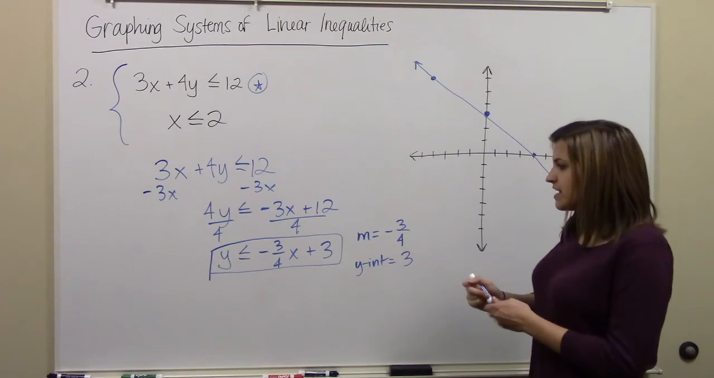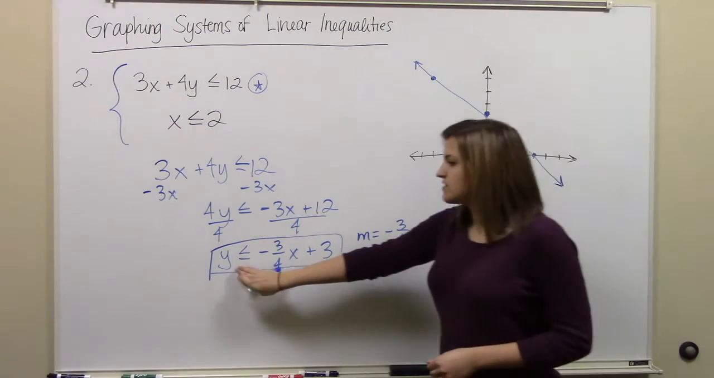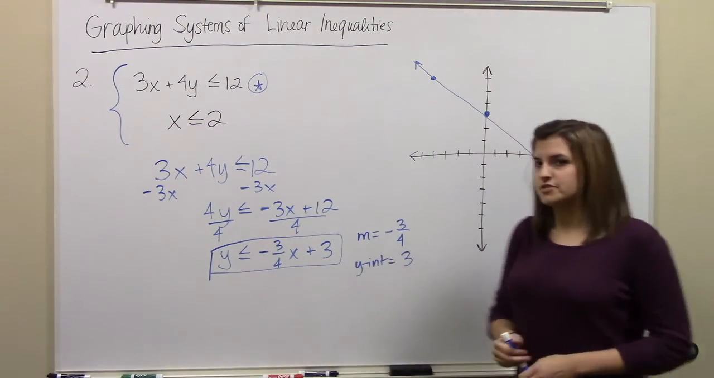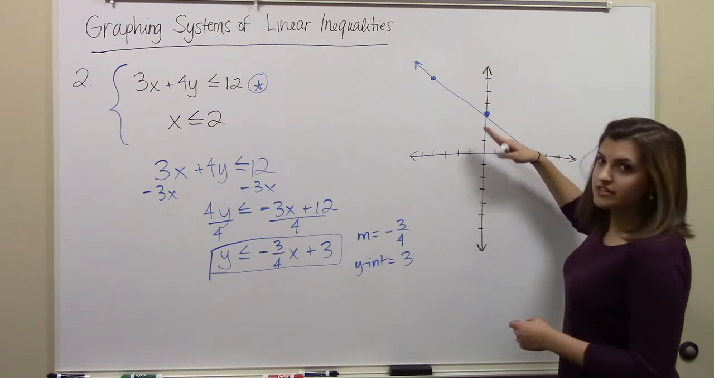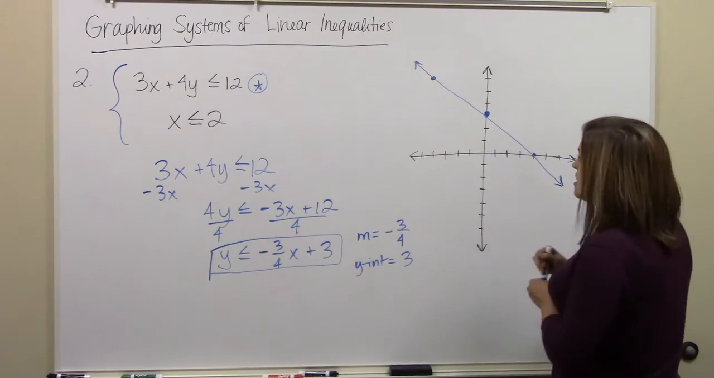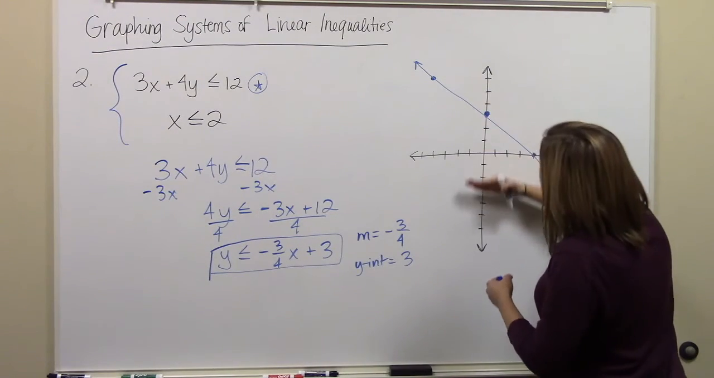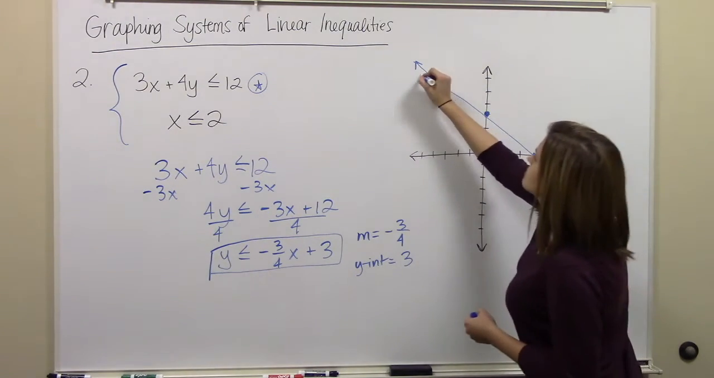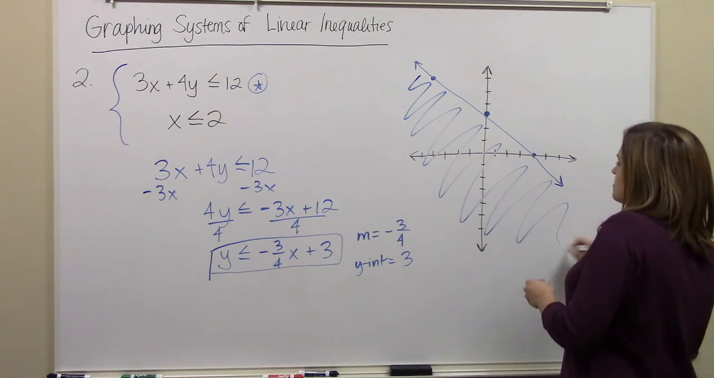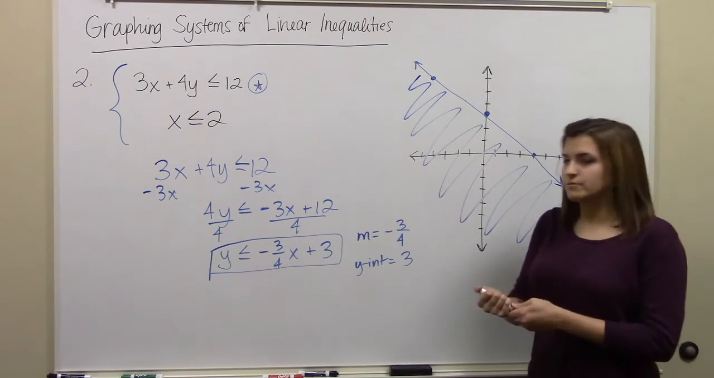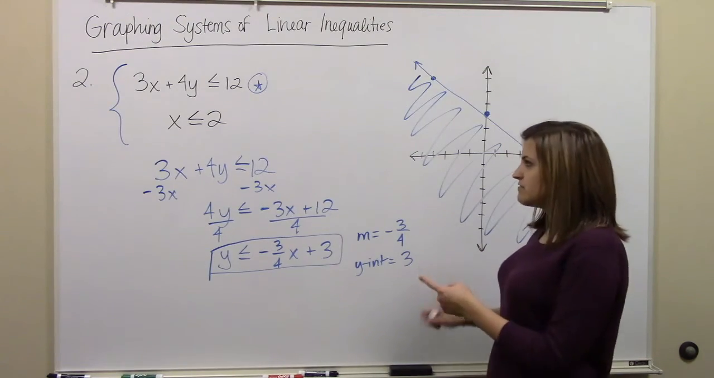And now I can find which way I'm going to shade by looking at this y is less than or equal to. So if my y-axis is less than or equal to this boundary line, that means everything less than this line is fair game. So I'm going to shade in all of this, everything below my line. All of those points make my inequality true. Let's graph this second inequality.